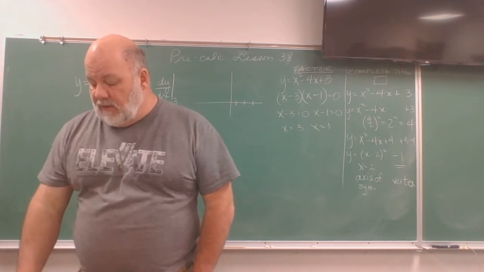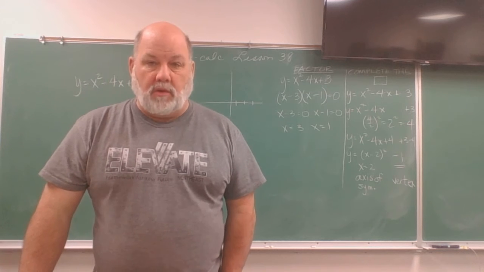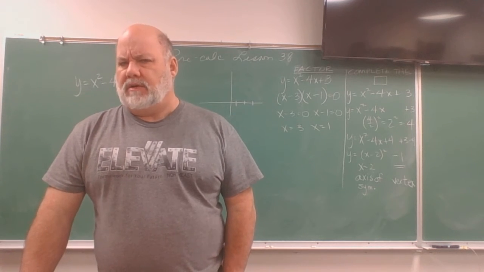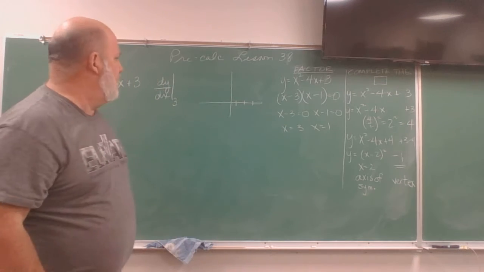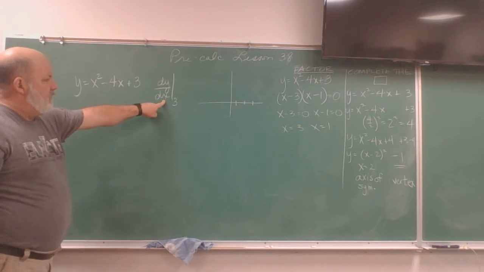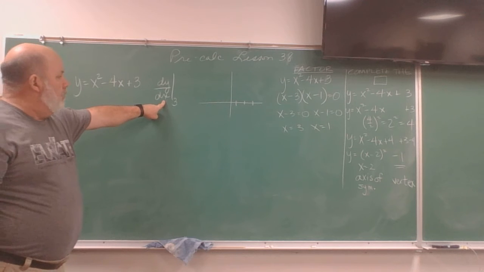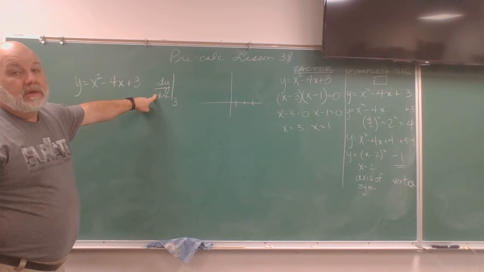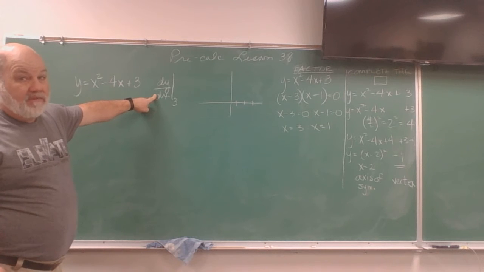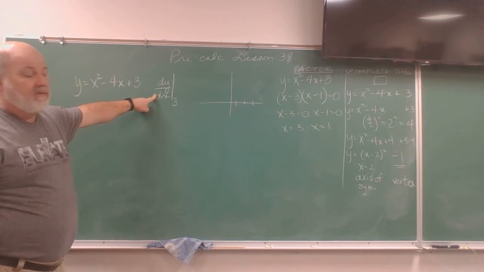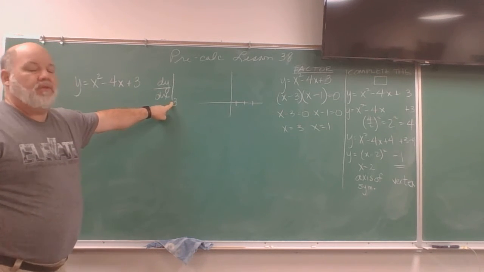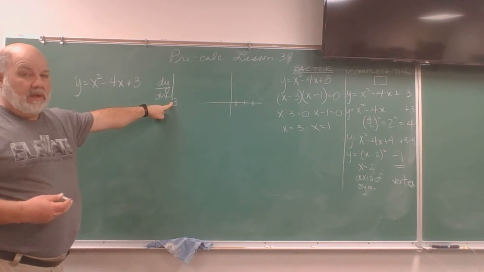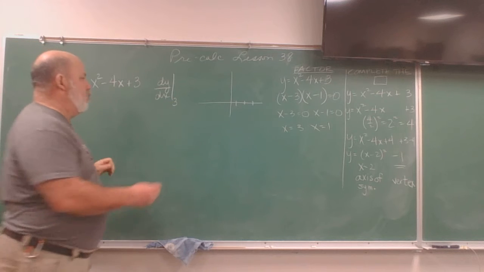It says, if y equals x squared minus 4x plus 3, compute dy over dx at 3. It says right here, find this. Well, dy over dx, you know, is the symbol for a derivative. So we're going to find the derivative. And this line with a 3 on it just simply means we're going to find what the derivative equals when x equals 3.